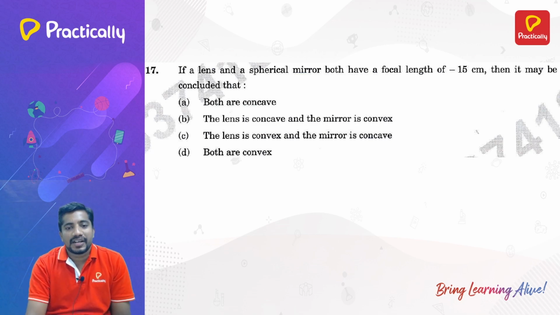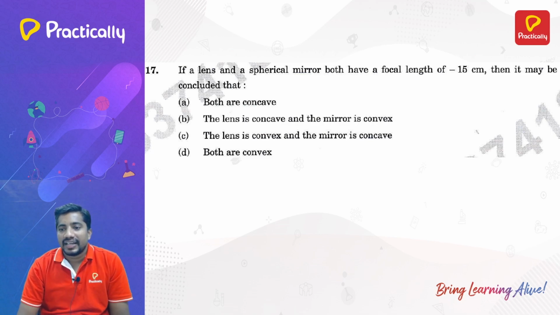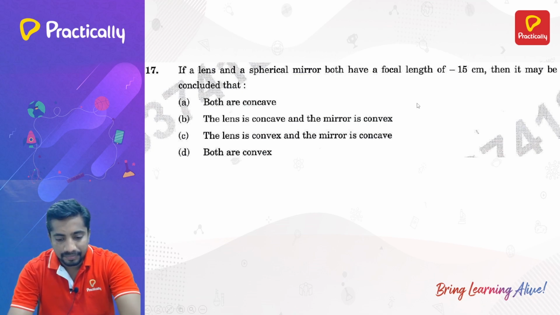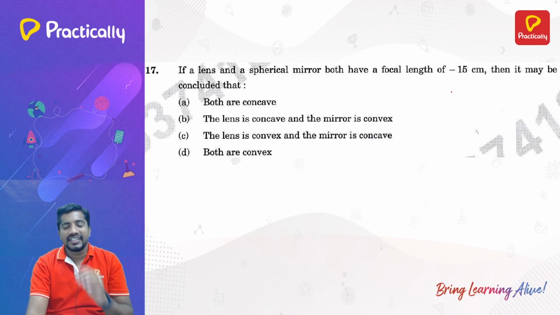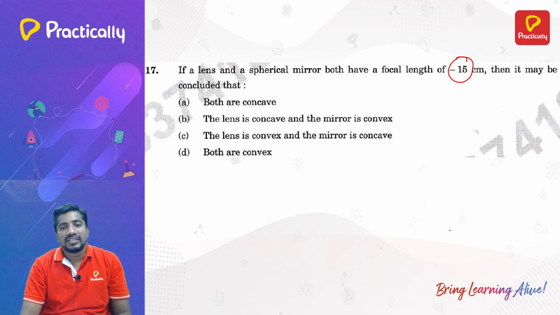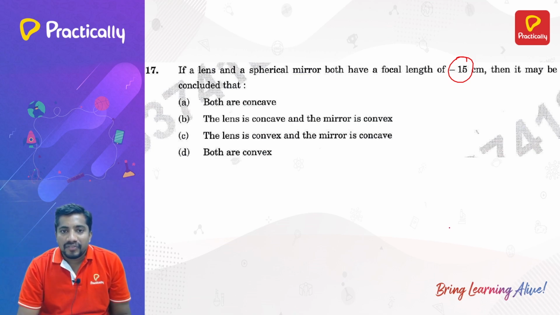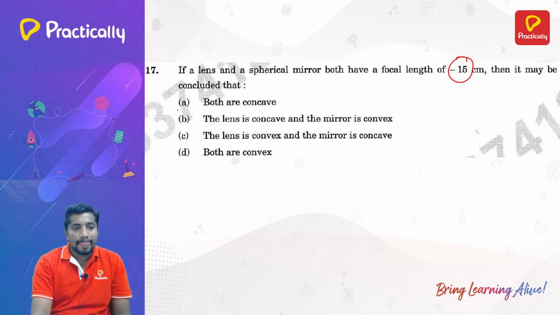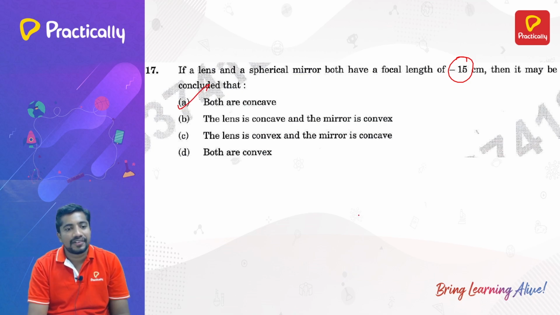If a lens and a spherical mirror both have a focal length of 15 centimeter, then it may be concluded that, see here, they said focal length is negative. Simple children, whether it is a concave mirror or concave lens, in both cases focal length will be negative. So that means the lens and mirror both will become concave. 17th question, option A.